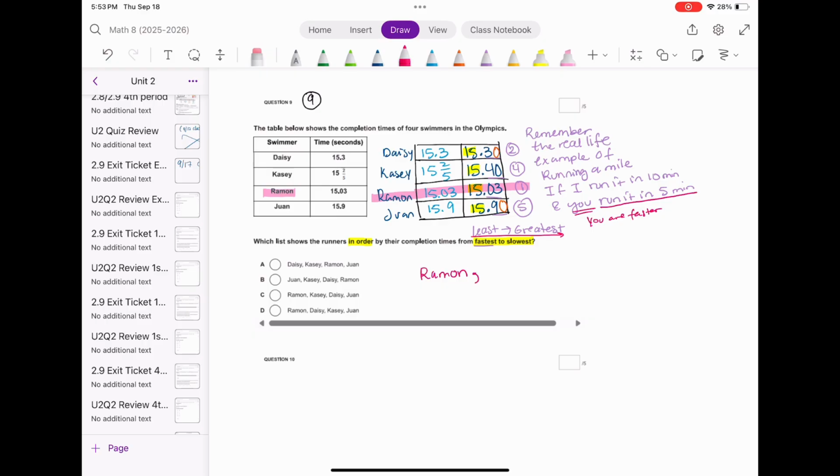Then Daisy, then Casey, and then Juan. And I don't even have to finish the list because Ramon and Daisy are the only options, and that's letter D. You can do 10 on your own.